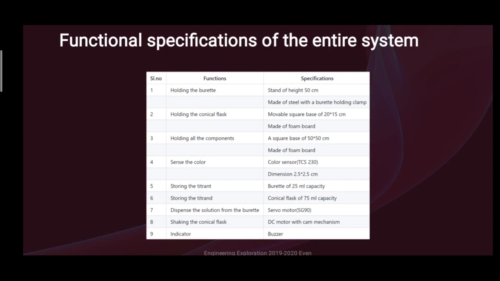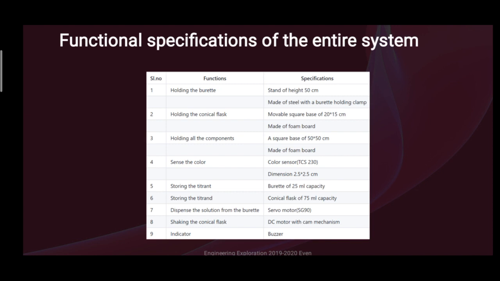In that, the functions are like holding the burette, holding the conical flask, holding all the components, sense the color, storing the titrant, dispense the solution from the burette, shaking the conical flask, and last but not least, indicator. And the specification of the functions are like for holding the burette, the height of the stand is 50 centimeter and made up of steel with the burette holding clamp.